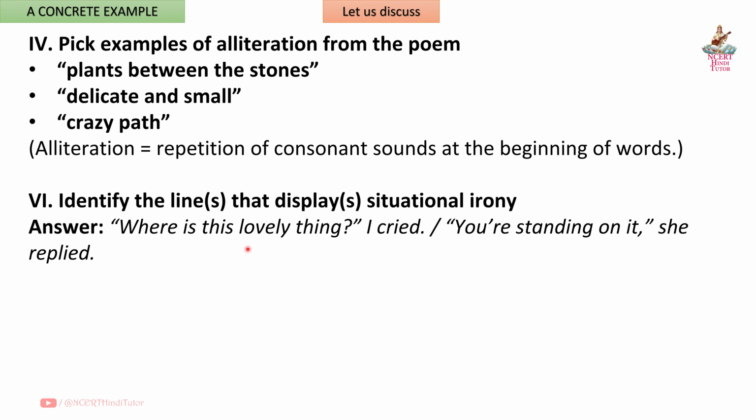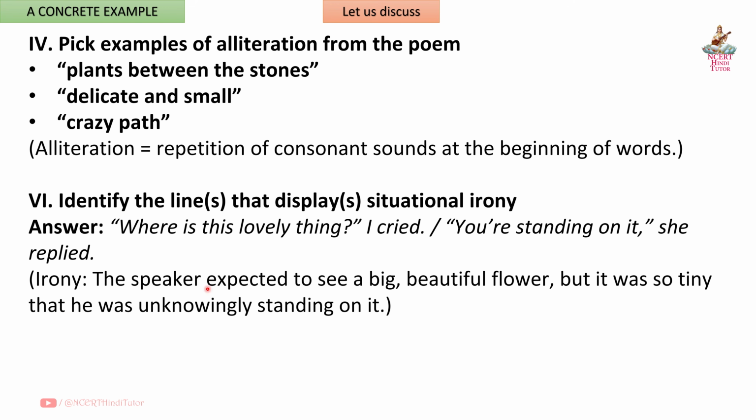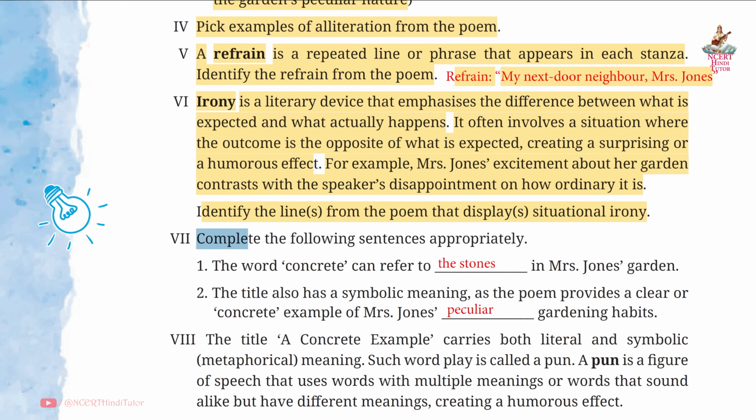Answer, where is this lovely thing? I cried. You are standing on it, she replied. Irony, the speaker expected to see a big, beautiful flower, but it was so tiny that he was unknowingly standing on it. Seventh, complete the following sentences appropriately.